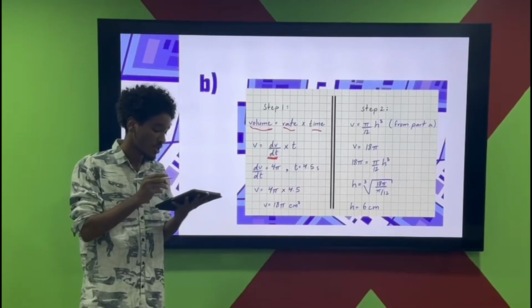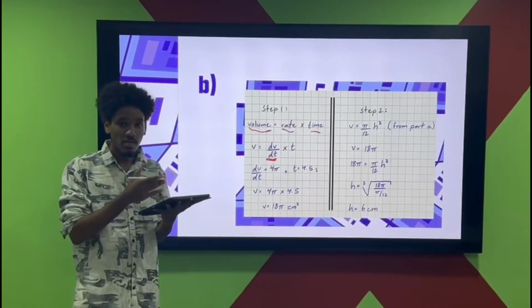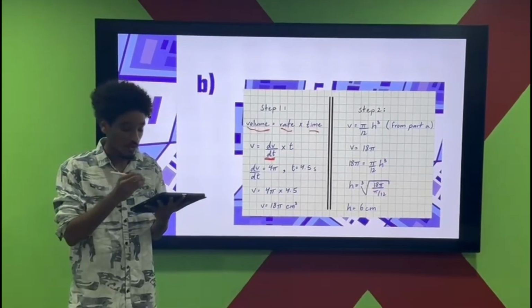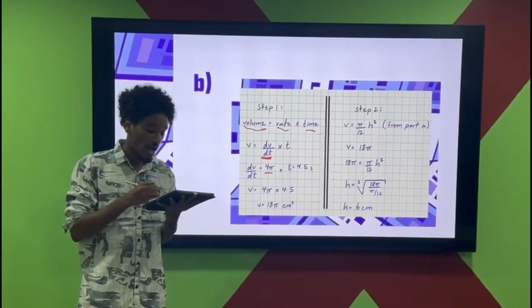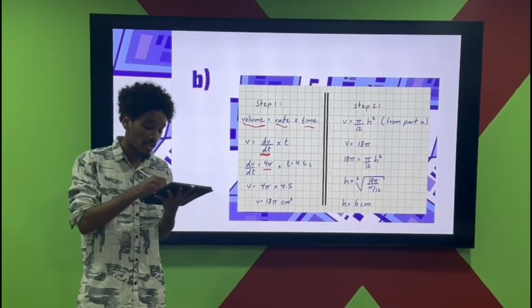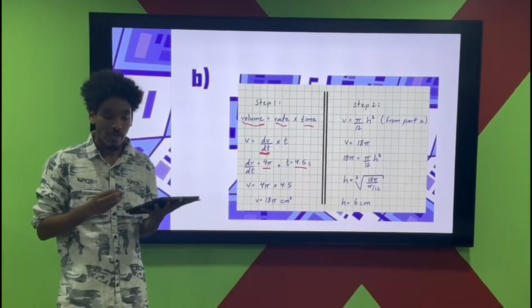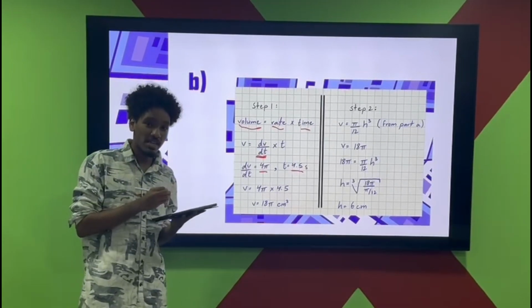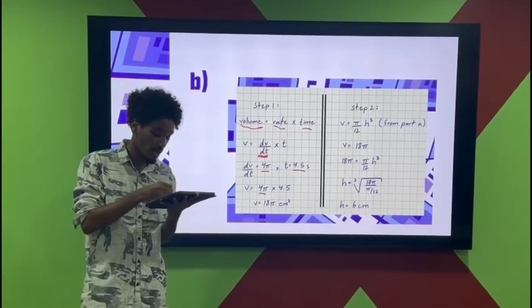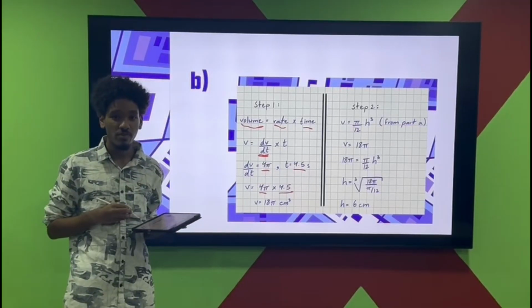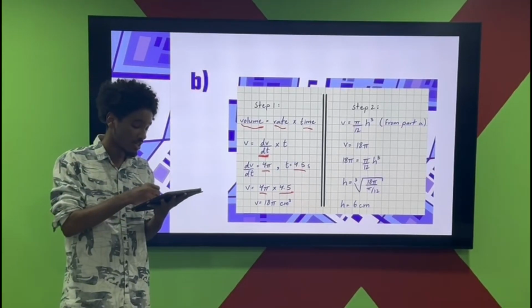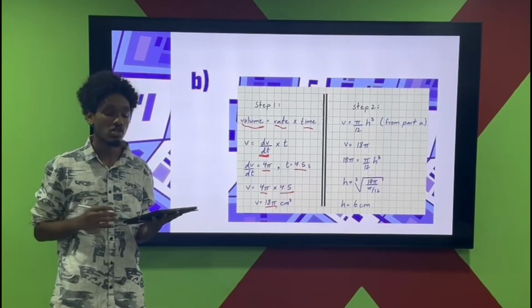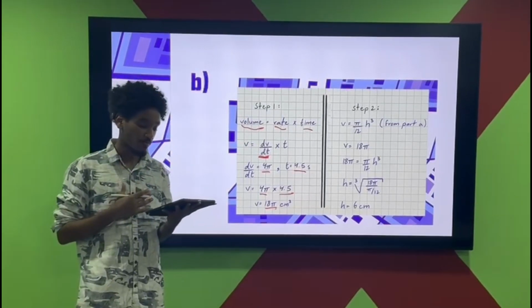So in the question, it says that the rate was equal to 4 pi and the time taken was 4.5 seconds. So if you substitute it into the formula, you will be getting V is equal to 4 pi multiplied by 4.5. Plug it into your calculator and you're going to get 18 pi centimeter cubed. And that's going to be our volume.